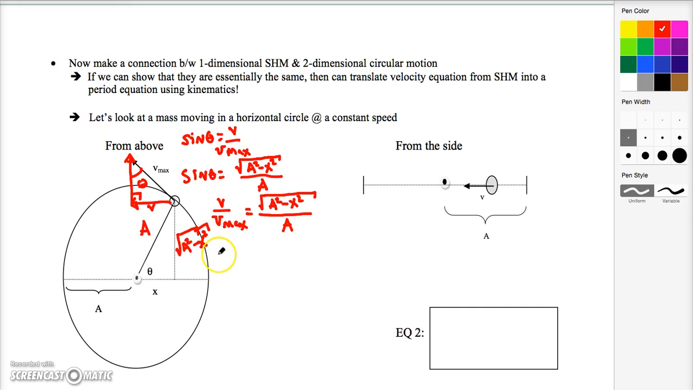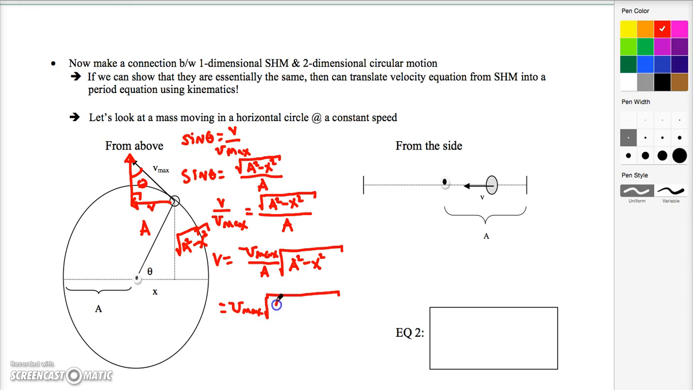And I'm going to rearrange this and solve for v. So I have v equals, cross multiply by vmax. And I'm going to write it like this: vmax over a times the square root of a squared minus x squared. The reason I wrote it like this is because I want to put this a back in the square root. So by doing so, this is vmax, I could square it and put it in the denominator. So I'm going to square it.